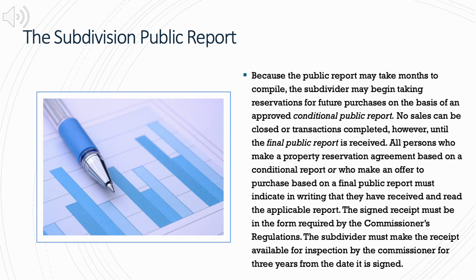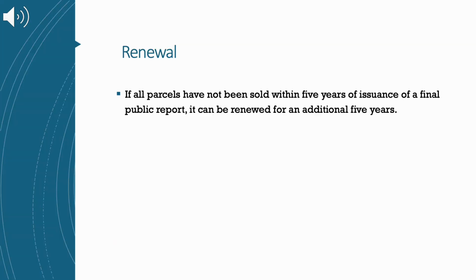All persons who make a property reservation agreement based on a conditional report or who make an offer to purchase based on a final public report must indicate in writing that they have received and read the applicable report. The signed receipt must be in the form required by the Commissioner's regulations. The subdivider must make the receipt available for inspection by the Commissioner for 3 years from the date it is signed. Renewal. If all parcels have not been sold within 5 years of issuance of a final public report, it can be renewed for an additional 5 years.